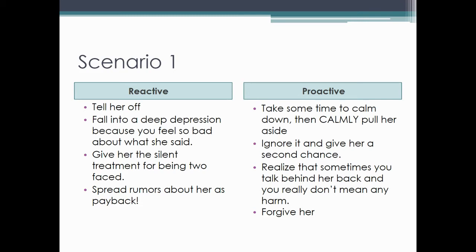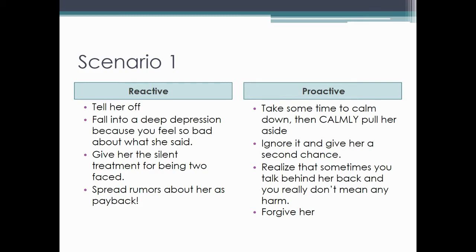Next would be giving her the silent treatment for being two-faced, right? Ignoring her would definitely be reactive, and spreading rumors about her as payback, definitely a reactive solution. Walking into your next class and saying, did you hear about so-and-so? And making up all of these lies about her. So a proactive solution, right? What would be really the right thing to do here?